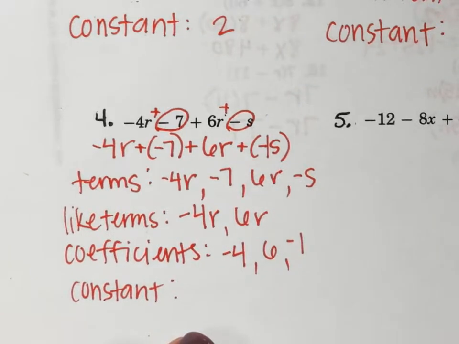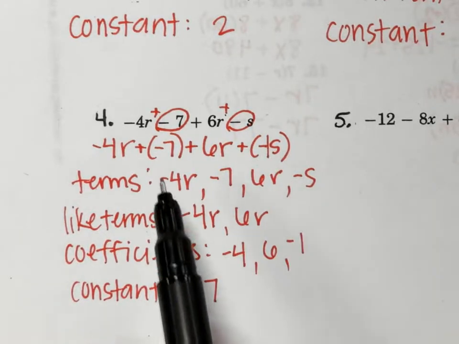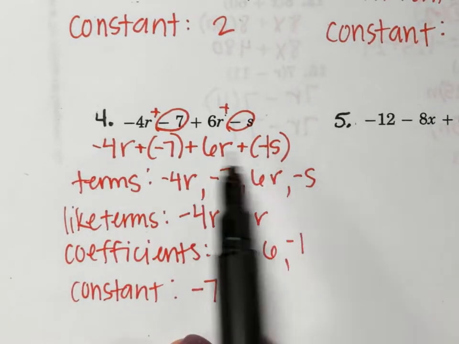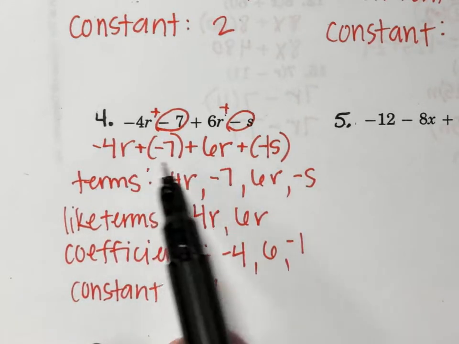Do I have a constant? 7. Negative 7, right? Look up at the second problem that we wrote. This is a negative 7.